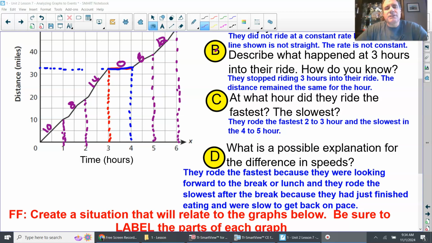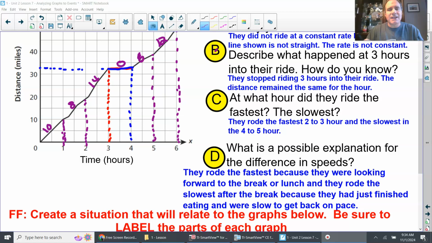After the break, they took an hour break and they were kind of slow to get back onto the bikes. And maybe they finished eating or something and they just got on the bikes and had trouble getting up to the pace again of what they were riding at first. All right, and that's about it. Those are possible explanations. Not every explanation is like that.